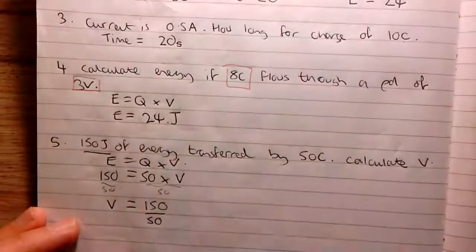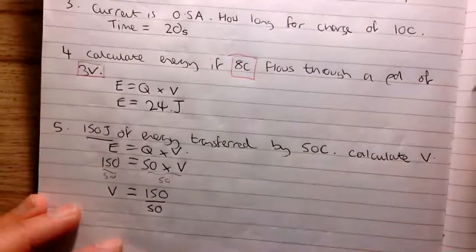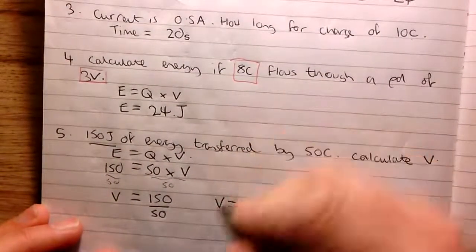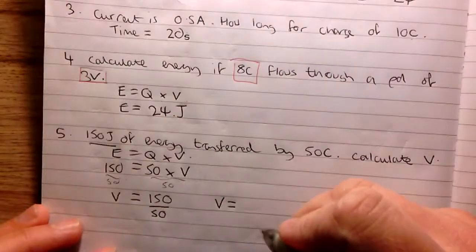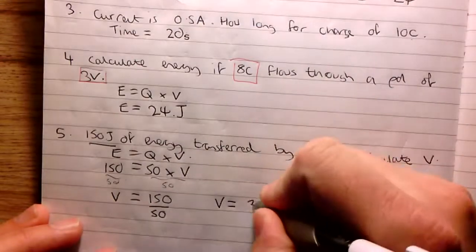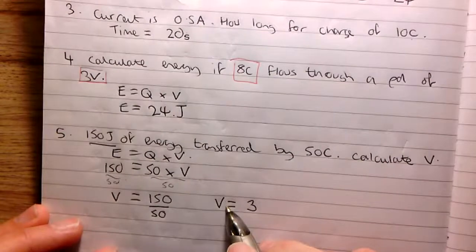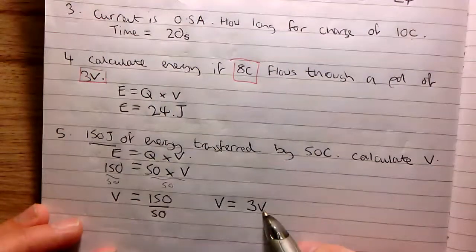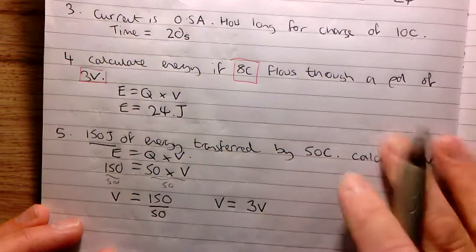150 divided by 50. Okay. Do I need to simplify at this stage? No, it's simple enough. So I'm going to say V equals 150 divided by 50. How many 50s go into 150? There are 3, and it's a potential difference, so I measure it in volts. It's a capital V. It's a person's name, Volta. Alessandro Volta came up with the idea of potential difference. It's a capital V for that. Okay, so that's another thing.